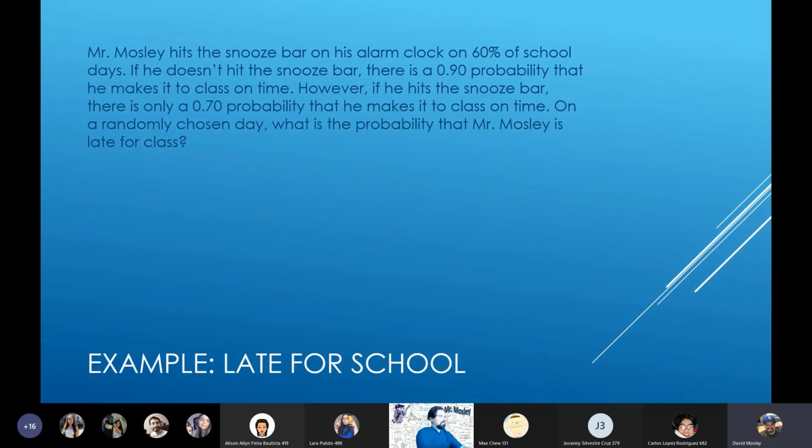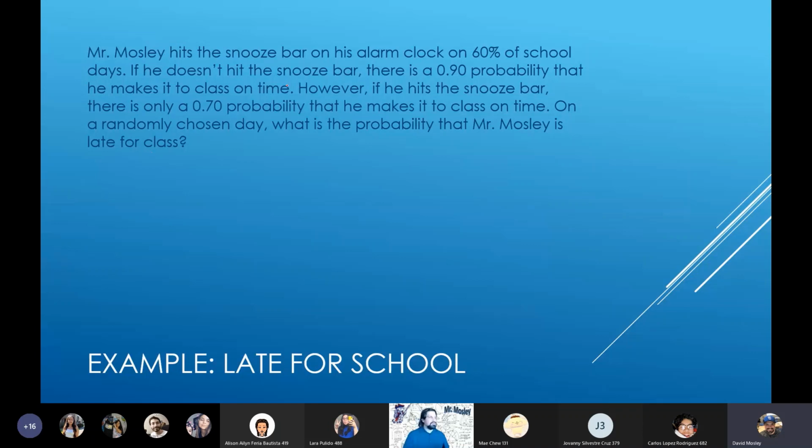All right, so let's look at our example here. Mr. Mosley hits the snooze bar on his alarm clock on 60% of school days. He likes his sleeping in the nice warm sheets. If he doesn't hit the snooze bar, there's a 0.9 probability that he makes it to class on time. However, if he hits the snooze bar, there is only a 0.7 probability that he makes it to class on time. On a randomly chosen day, what is the probability that Mr. Mosley is late for class?